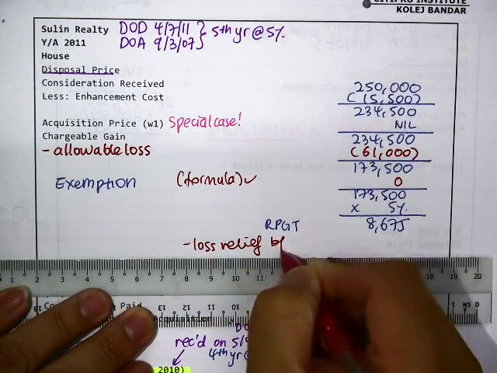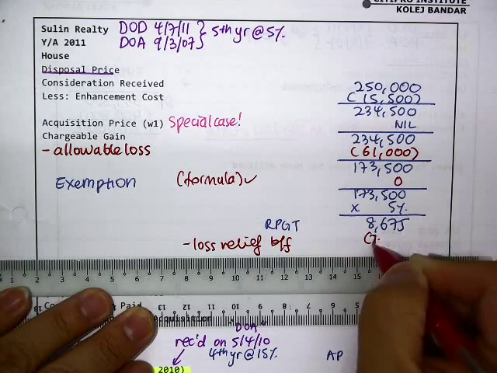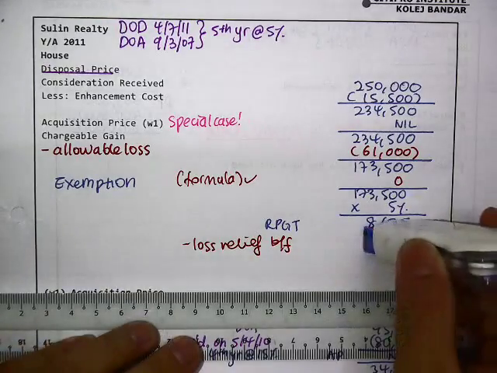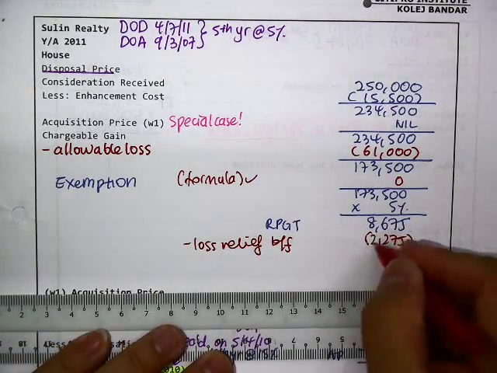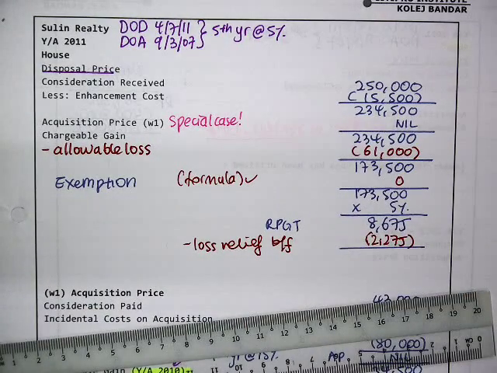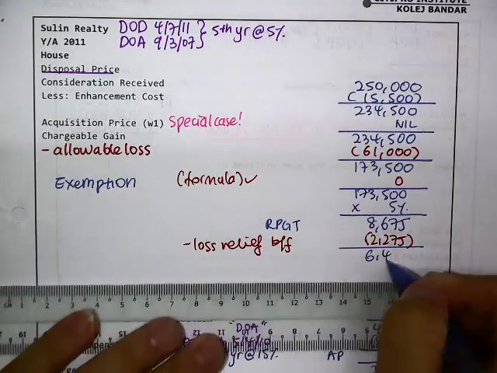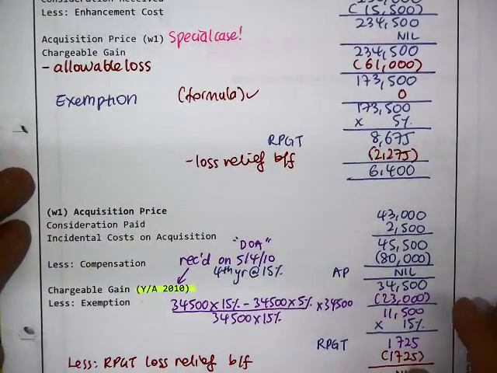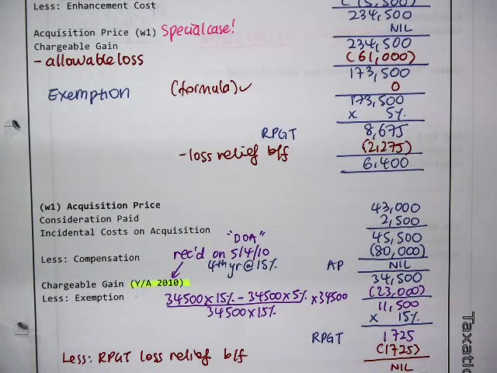Now, so after you minus off the loss, this is the gain subject to RPGT. Now minus the exemption, multiply with the effective rate. That's your RPGT. Now friend, you should be able to understand that if your rate is already 5%, then whatever formula you use to calculate, you must get back 0. Because it's effective at 5%. There's no more exemption you can get. So 173,500.